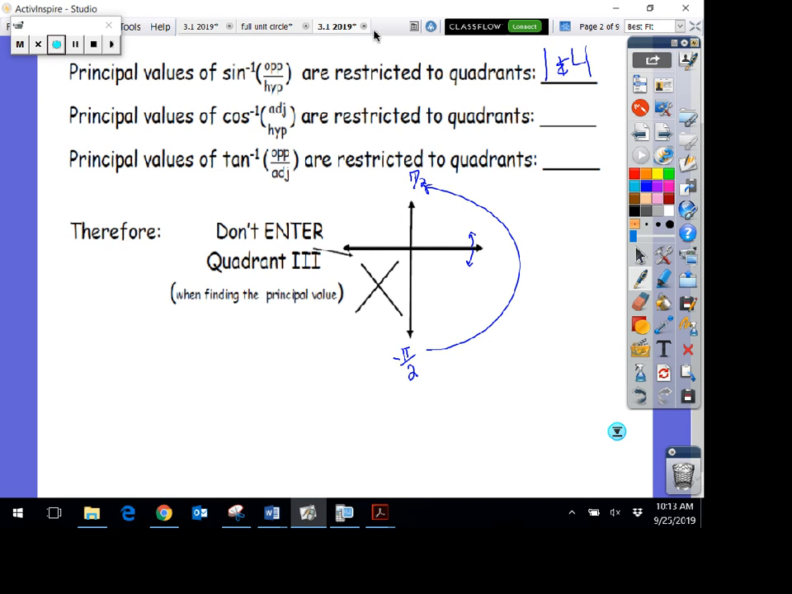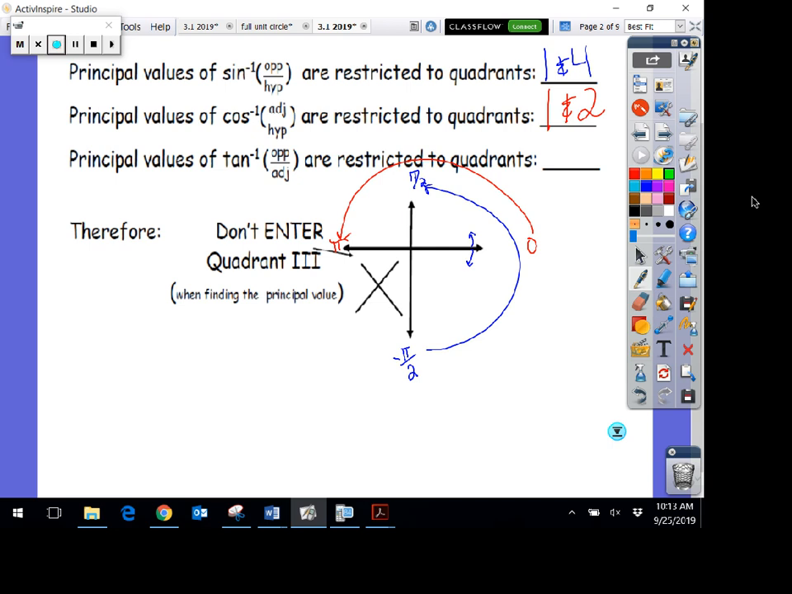All right, inverse cosine. Inverse cosine, we started at 0 and we went to pi. So those were our restrictions to make the inverse cosine a function. So that takes us to quadrants 1 and 2.